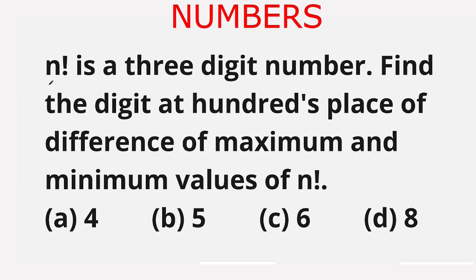Our question is, n factorial is a 3-digit number. Find the digit at hundreds place of difference of maximum and minimum values of n factorial. The given options are option A 4, option B 5, option C 6, option D 8.